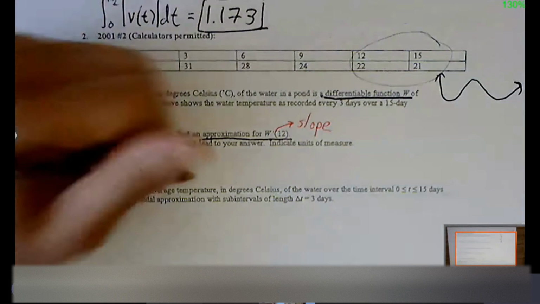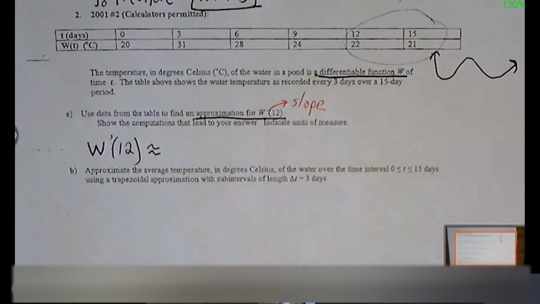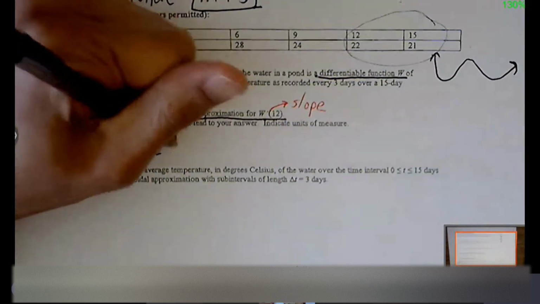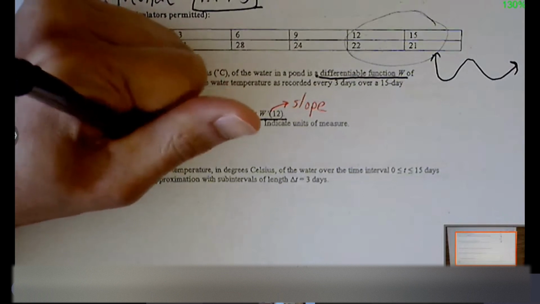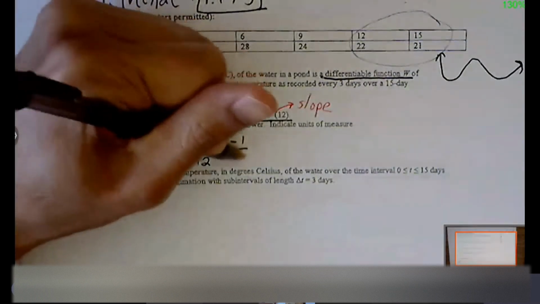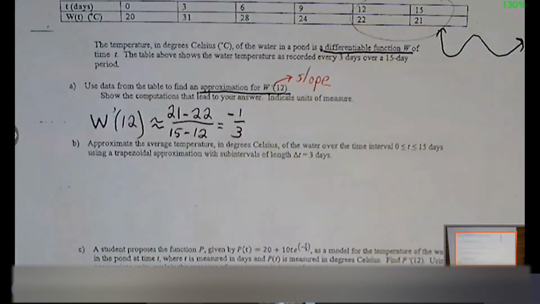So W prime of 12. We know it's not perfect slope, so we'll put a squiggly to indicate it's an approximation. So change in temperature over change in time. Okay, what's the unit of measure here? Degrees Celsius per day.